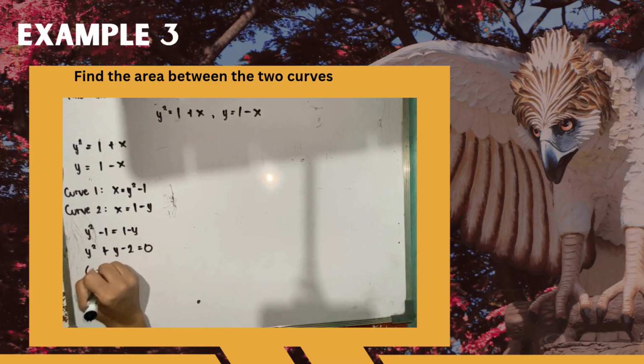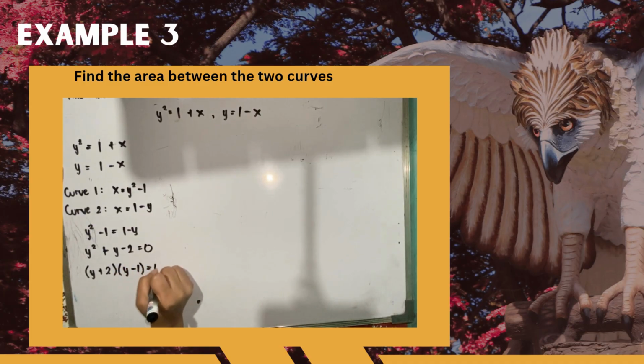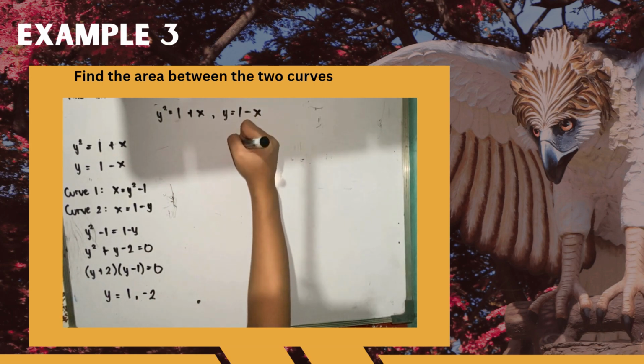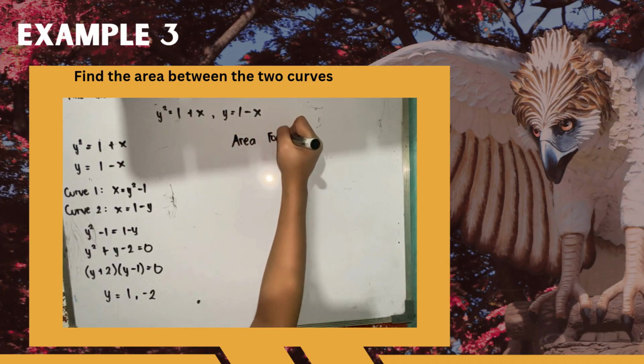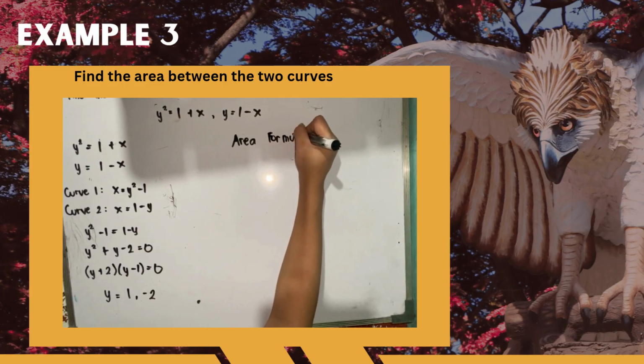So next is to simplify the equation. It becomes y squared plus y minus 2 equals 0. So (y plus 2)(y minus 1) equals 0. So solving for bounds, we have negative 2 and 1. So identify the left and the right curves.